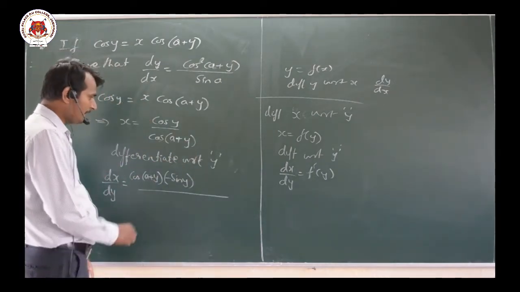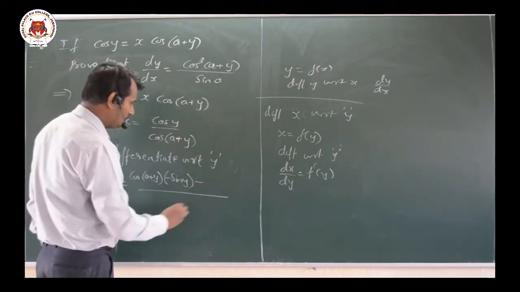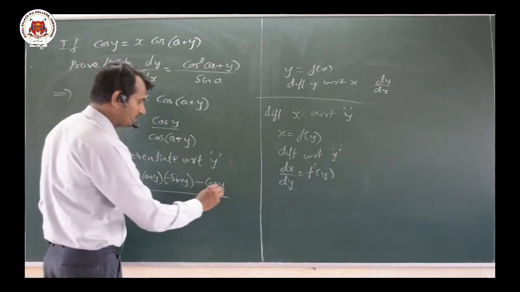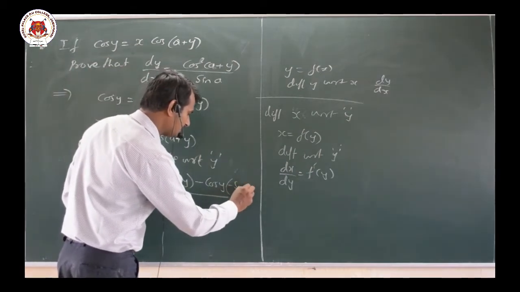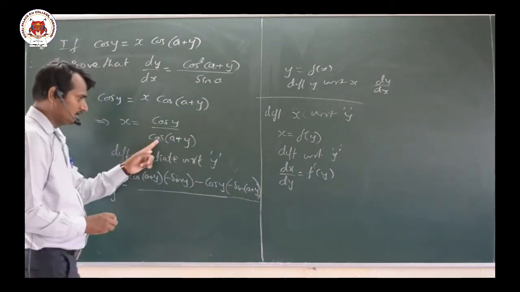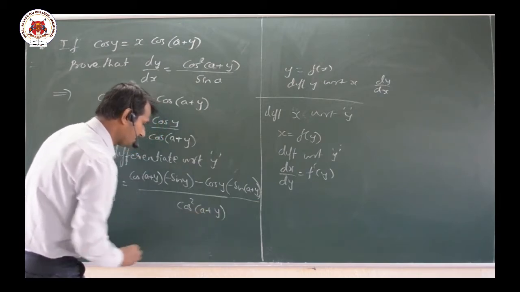Okay, v as it is, u differentiation, minus, u as it is, that is cos y as it is, then differentiation of v, cos differentiation becomes minus sin of a plus y here. Okay, the whole divided by the square of it, that is nothing but cos square of a plus y here. The problem is finished now.